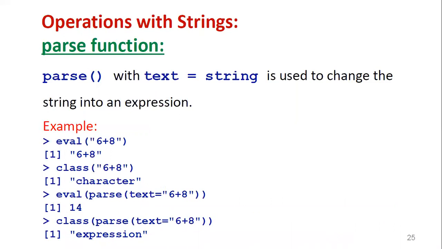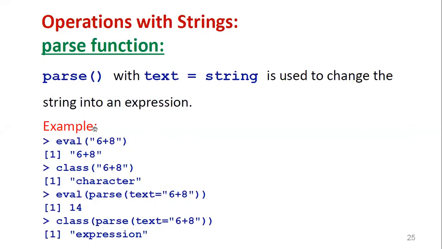Then another function which is useful on strings, the parse function. The parse function with text equal to a string is used to change the string into an expression. So if you want to convert a string into an expression, parsing or translation, we use parse. That will be used inside the evaluate function. Here you can see the examples.